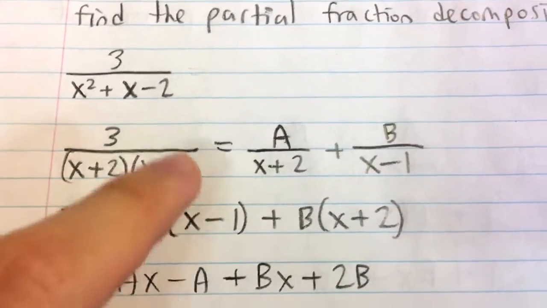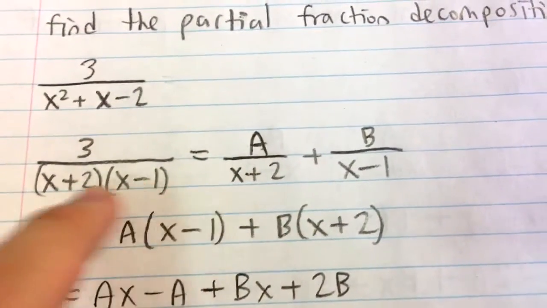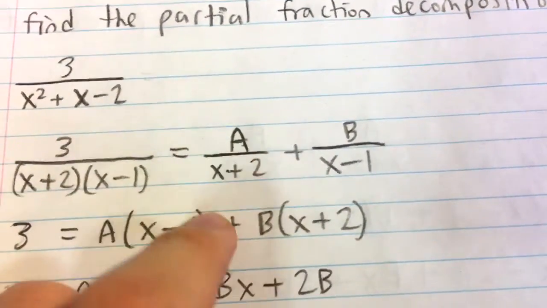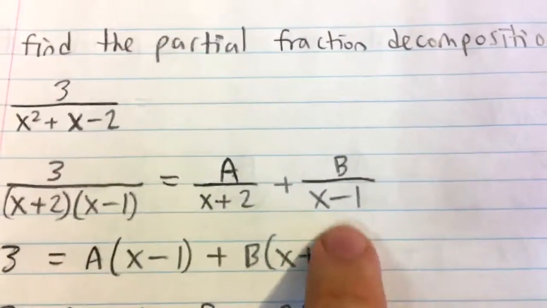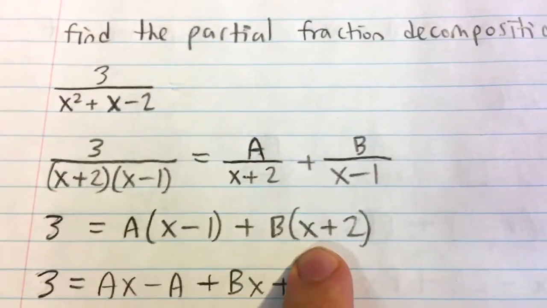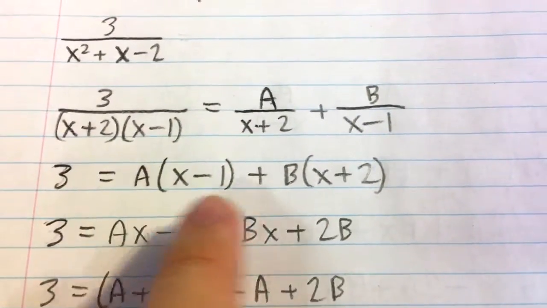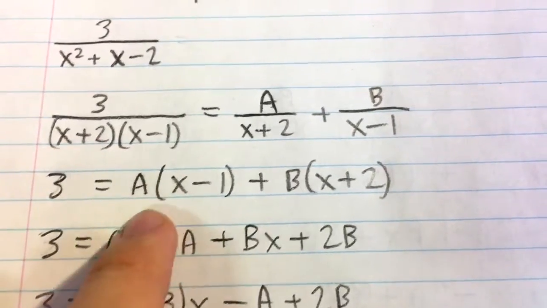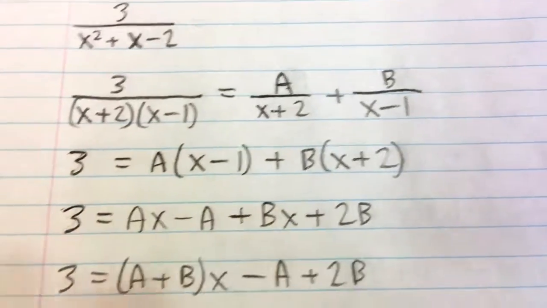So I end up with 3 on the left, and on the right, if I multiply the entire denominator by this fraction, the x plus 2 is going to cancel, but the x minus 1 is not. And over here, the x minus 1 is going to cancel, but the x plus 2 is not. Now I distribute the A and B to both of these expressions. So I have Ax minus A plus Bx plus 2B.